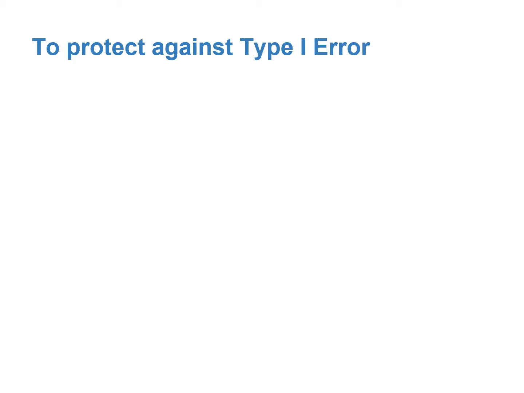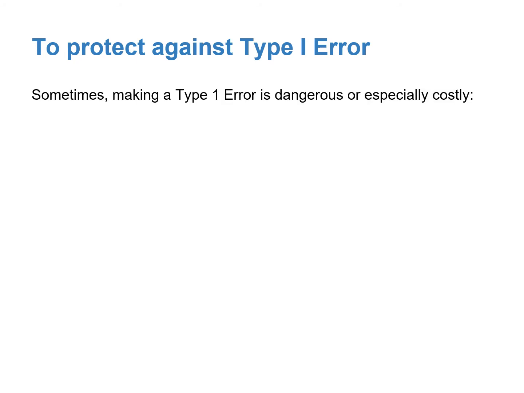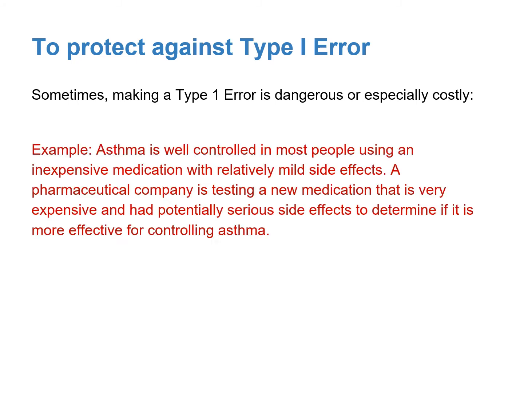So suppose we want to protect against type 1 error. Sometimes making a type 1 error is dangerous or especially costly. For example, asthma is well controlled in most people using an inexpensive medication with relatively mild side effects. A pharmaceutical company is testing a new medication that is very expensive and has potentially serious side effects to determine if it's more effective for controlling asthma.